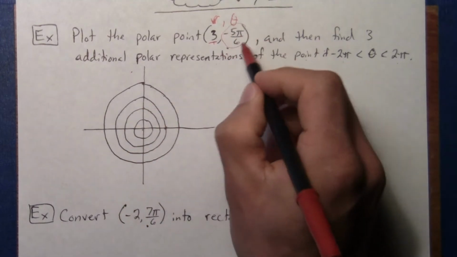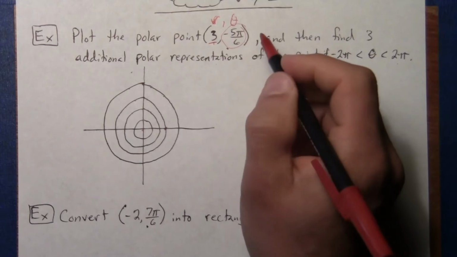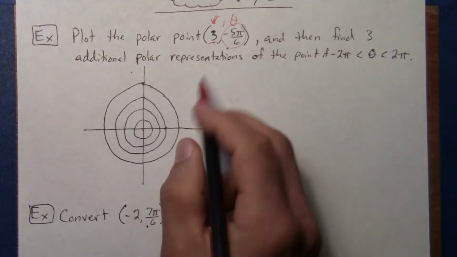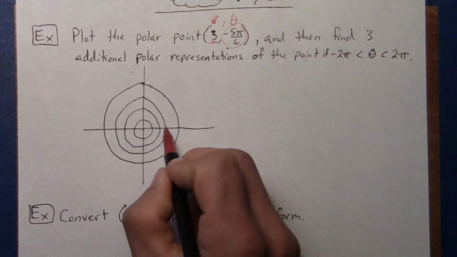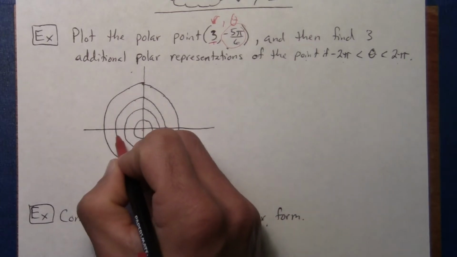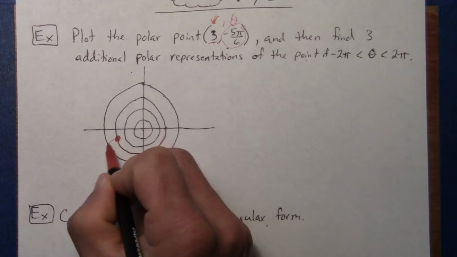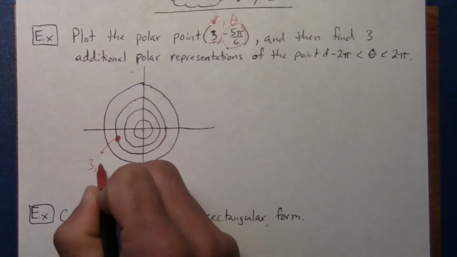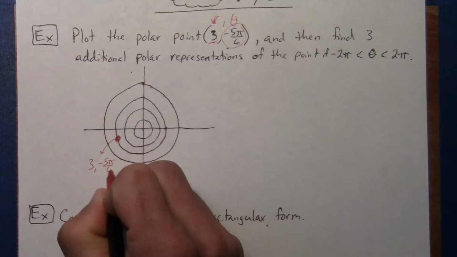And then I'm going to move this angle, negative 5 pi over 6. So that's negative 150 degrees. That would swing me over to here approximately. And that is where this point is. So this point is 3 comma negative 5 pi over 6.